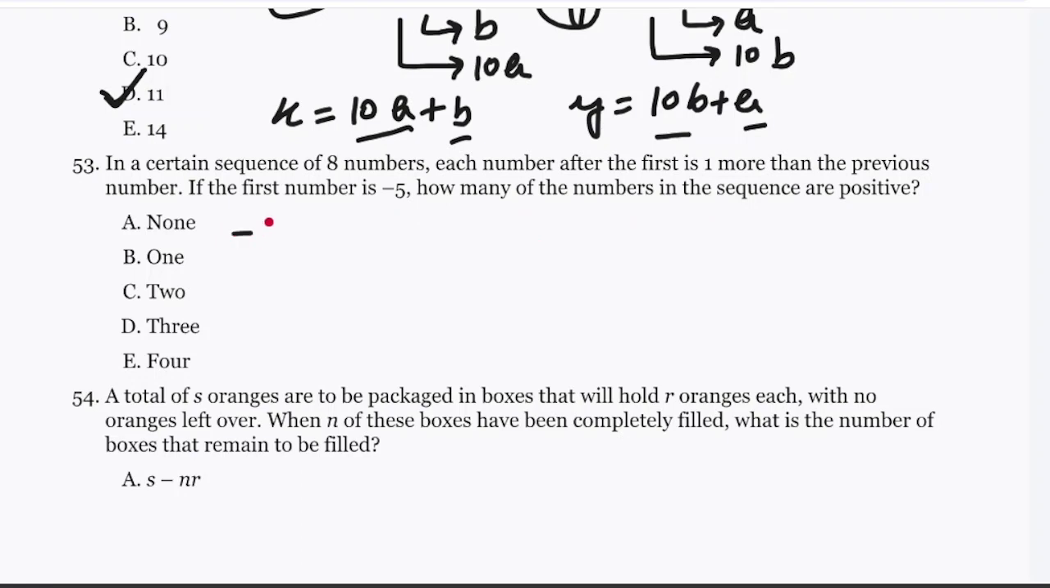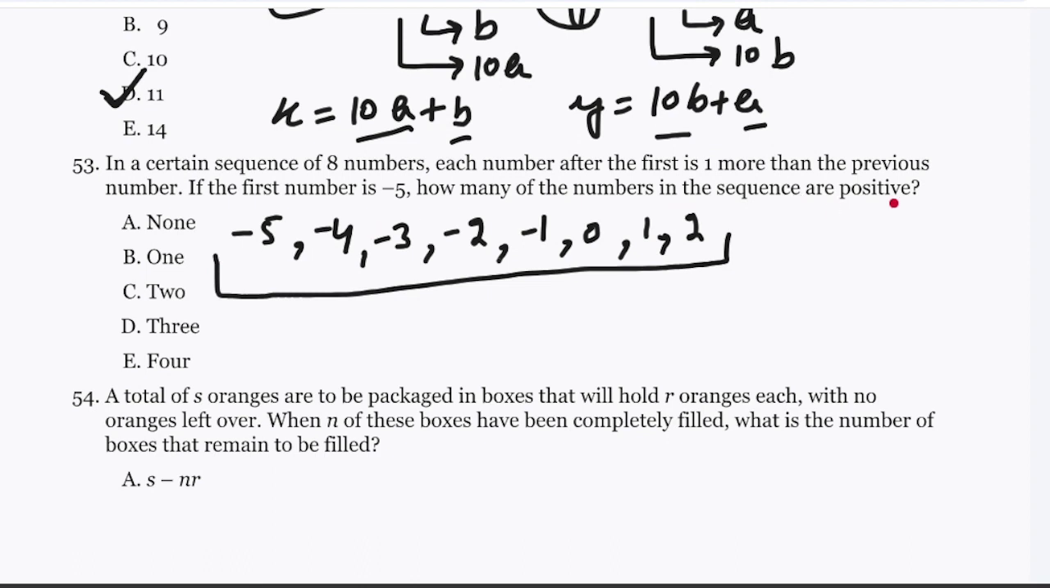It's quite easy. After minus 5, add 1 to get the next number: minus 4, minus 3, minus 2, minus 1, 0, 1, 2. You got 8 numbers. Now how many are positive? Only 1 and 2, because 0 is neither negative nor positive. So the answer is 2. Clear? Okay, clear.